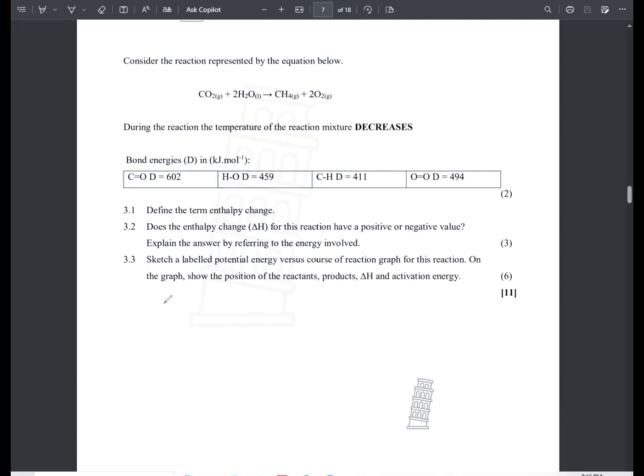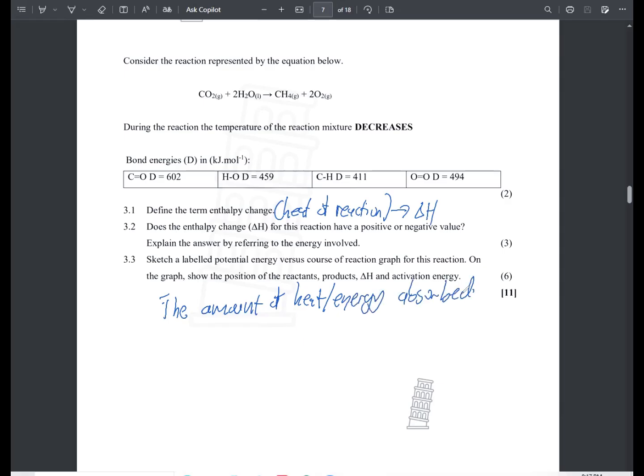What is that? So we say enthalpy change is the same as heat of reaction. Do not be amazed, right? So the same definition that we gave for heat of reaction is the same as enthalpy change. Heat of reaction and enthalpy change is actually one and the same thing. So we say it's the amount of heat or energy absorbed, if it's endothermic, or released if it's exothermic, in a chemical reaction.